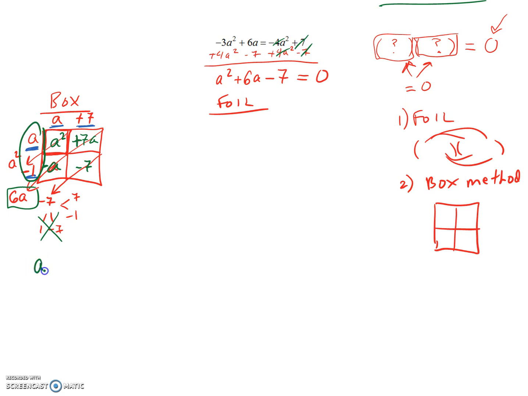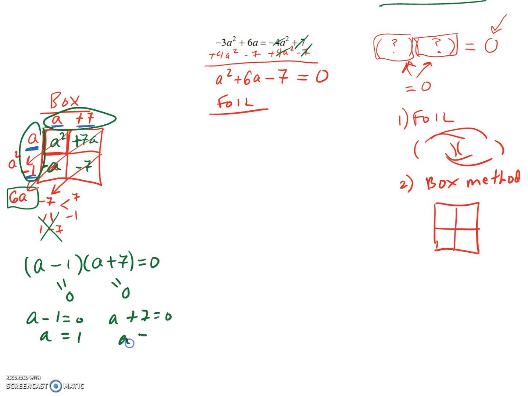one factor is going to be a minus 1. The other factor will be a plus 7. And now I know that that's going to equal 0. And I know that either this has to equal 0, or this, or both of them. So I can solve these two equations separately. So therefore a is going to equal 1. Therefore a is going to equal negative 7. So now I know my answers.